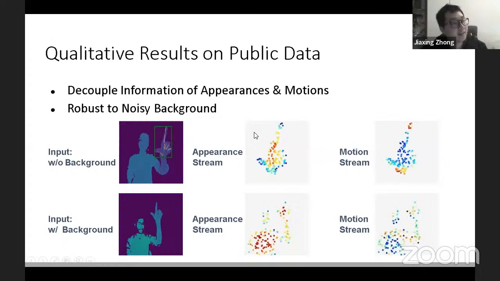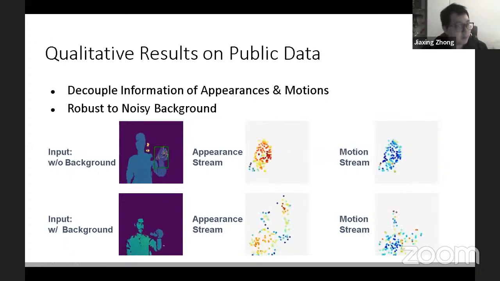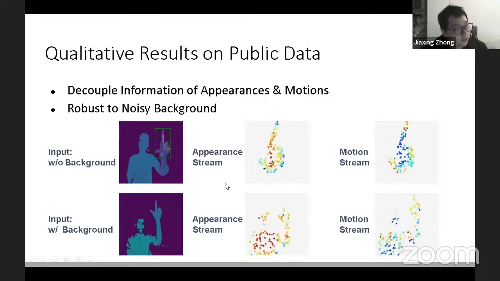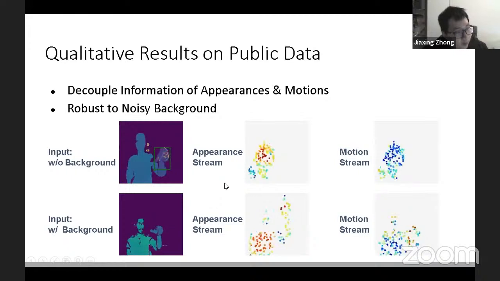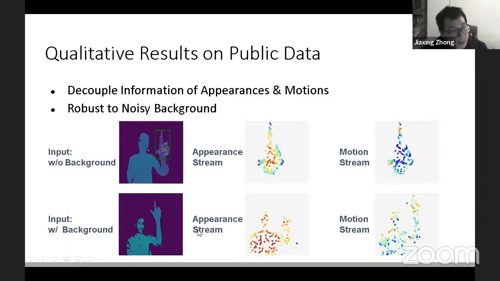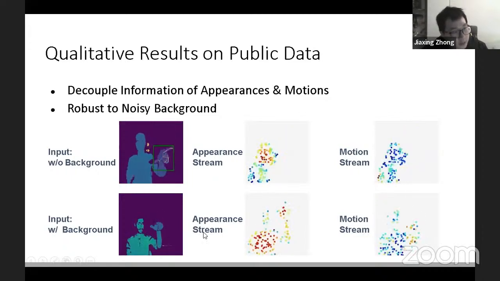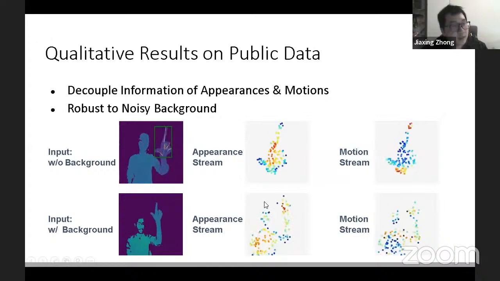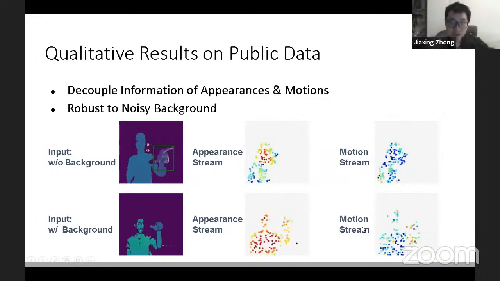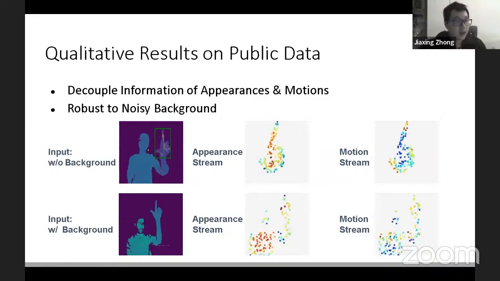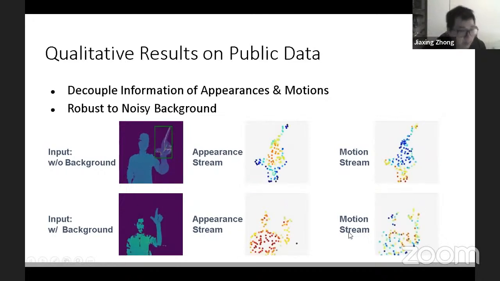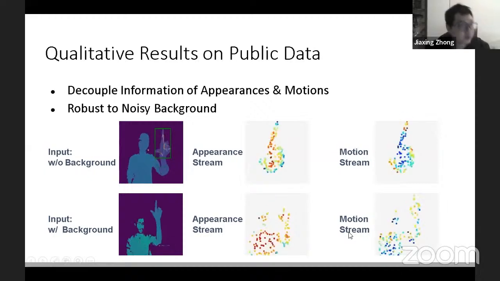And next are some visualizations here. We are trying to prove the fact that the appearance stream, or the static stream, is complementary to the motion stream. They actually do different things. The first one is trying to capture the appearance, and the second one is trying to capture the motion.